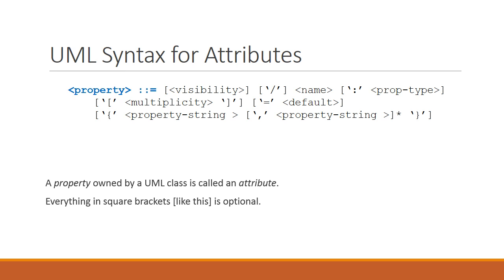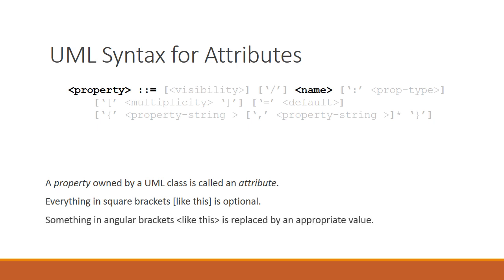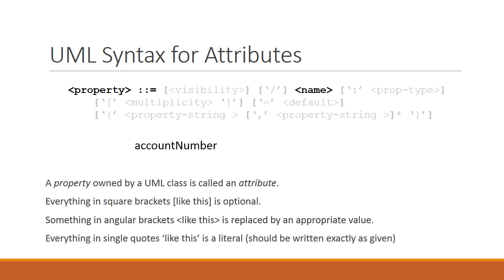Everything in square brackets is optional, and there are actually lots of square brackets, like this. So in fact, the only thing that's not in square brackets, and is therefore compulsory, is the name. Everything in angular brackets is replaced by an appropriate value. So if I want to define a property that represents the account number of a bank account, then I could simply name it account number. Everything in single quotes is considered a literal, which means that it should be written exactly as given. As you can see, there are many literals in this syntax, and I will go into each one in turn.